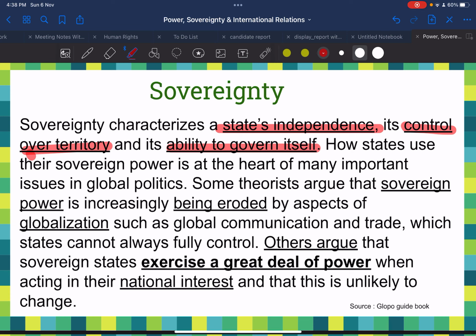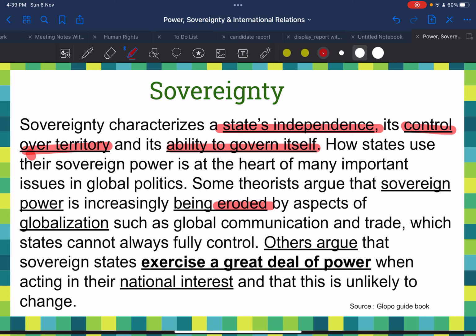Further, how states use their sovereign power is at the heart of many important issues in global politics. I have already mentioned that. Some theorists argue that sovereign power is increasingly being eroded. Eroded means diminishing, right? So, which school of thought is it? It says that sovereign power is increasingly being eroded by aspects of globalization, such as global communication and trade. So this school of thought is saying that the concept of sovereignty is eroding, or there is a rapid decline in the concept of sovereignty because of globalization, which is taking place through communication and trade.